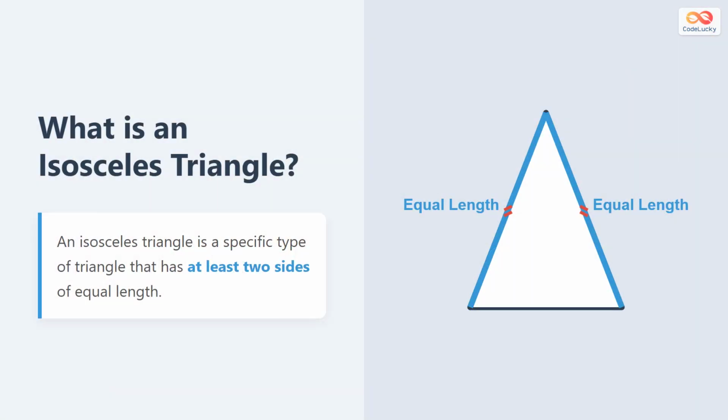First, let's define our subject. An isosceles triangle is a triangle that has at least two sides of equal length. In the diagram, you can see the tick marks on the left and right sides, indicating that they measure the exact same length.